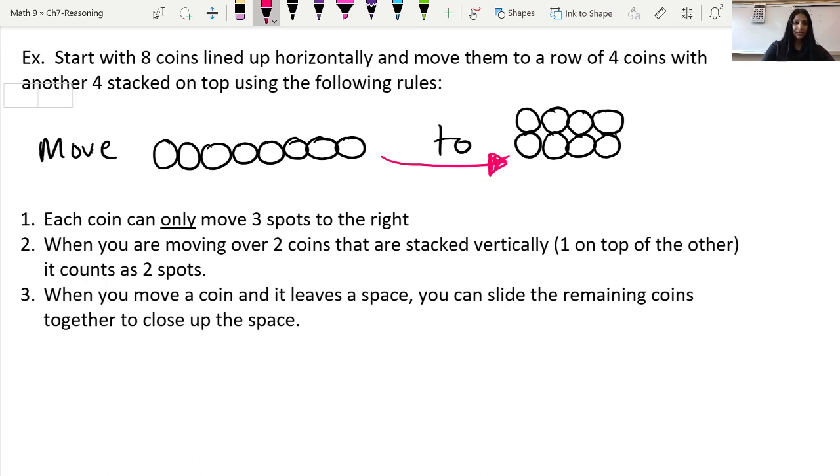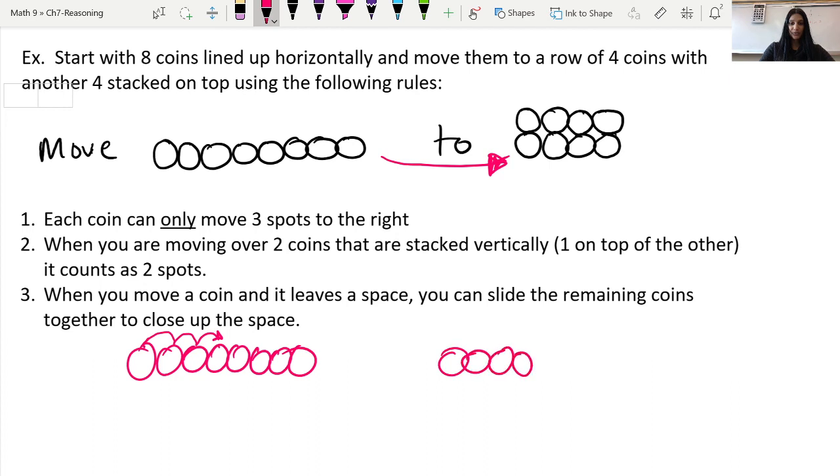If we have, how many are there again? There's 1, 2, 3, 4, 5, 6, 7, 8. So let me draw that. 1, 2, 3, 4, 5, 6, 7, 8. So we can only move them 3 spots to the right. So if I was moving this first coin, I could go 1, 2, 3 spots to the right. That would end up looking like this.